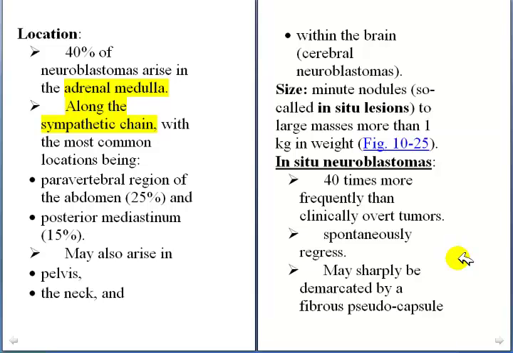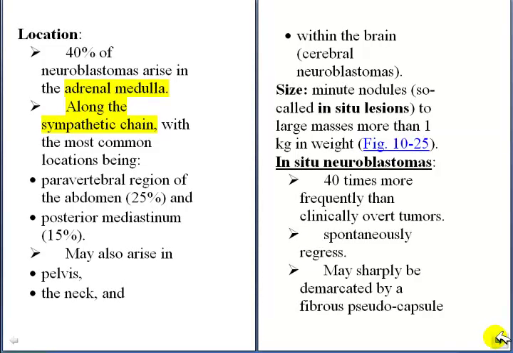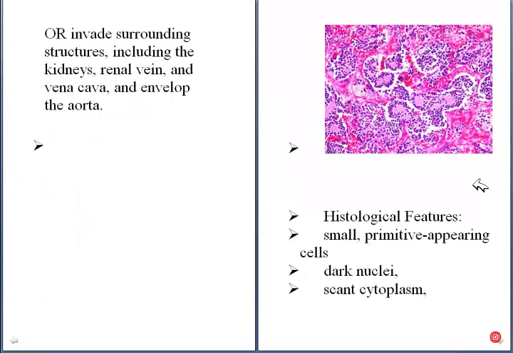Okay, the in situ neuroblastomas are actually 40 times more frequent than your large tumors. Okay, and these in situ neuroblastomas usually spontaneously regress, and they may be sharply demarcated by the capsule, which is obviously the fibrous pseudocapsule, or they may invade the surrounding structures that include the kidneys, renal vein, vena cava, and envelope the aorta.